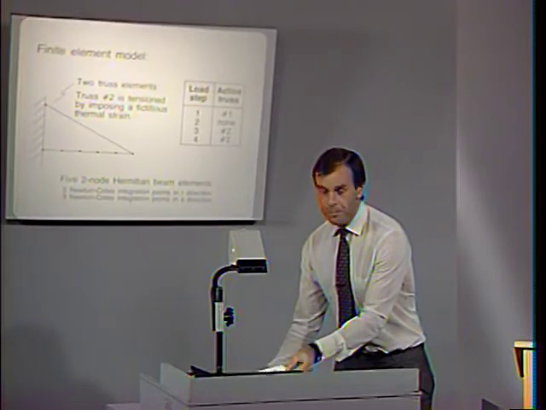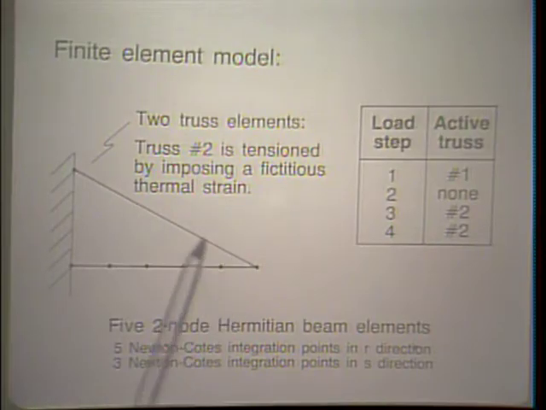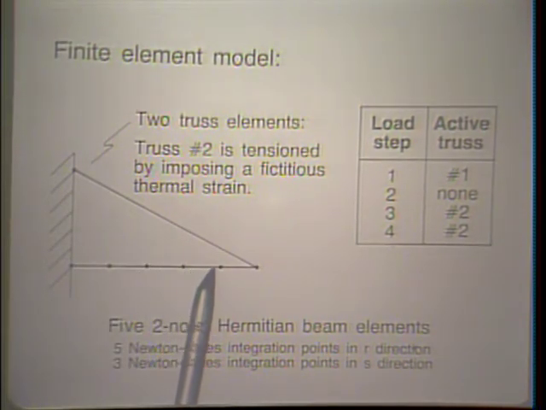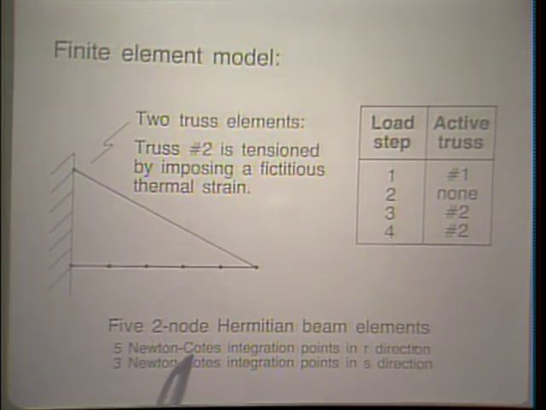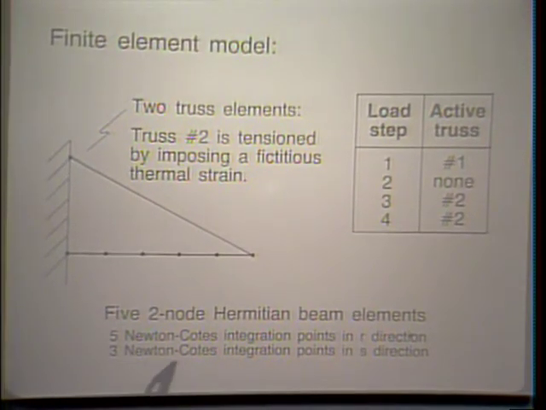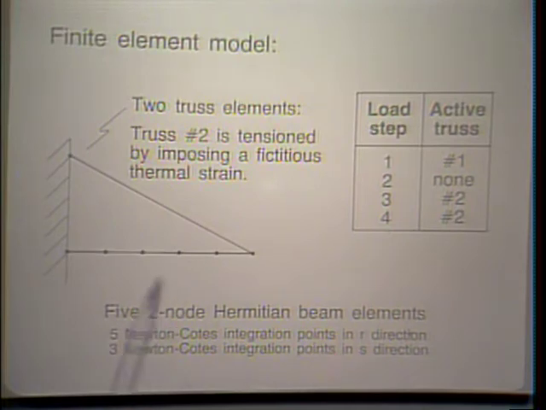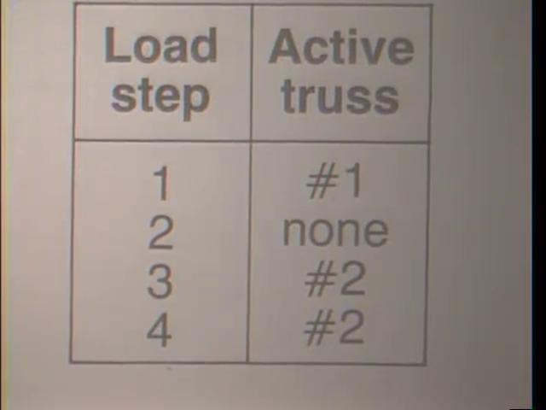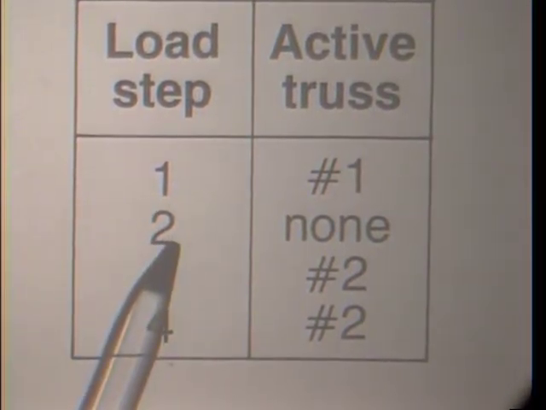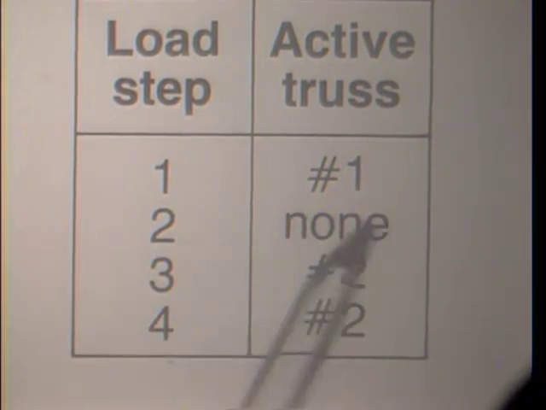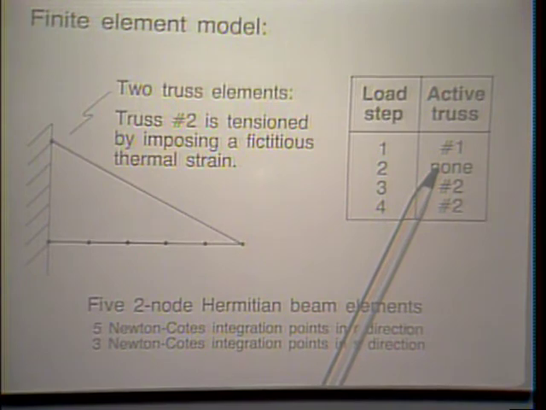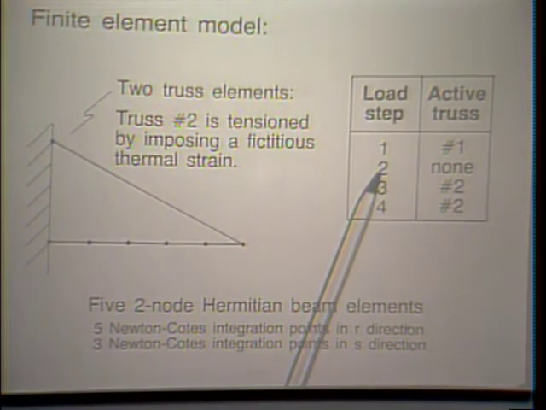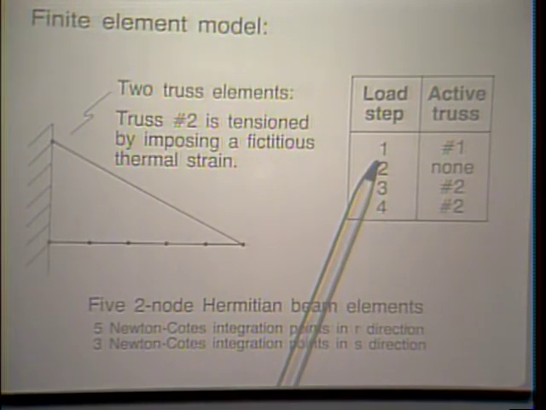Here's the finite element model. We used 2 truss elements here to model the cable, and we used 5 2-node Hermitian beam elements to model the beam. Notice for the beam element we use 5 Newton-Cotes integration points in the R direction, 3 Newton-Cotes integration points in the S direction. Load step 1, the active truss is number 1, it's there. At the end of load step 2, no truss element is there, because remember, between load step 1 and load step 2 at time 1.5 if delta t is equal to 1.